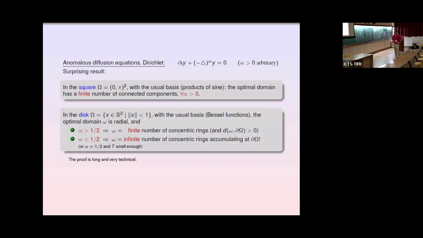then the optimal set is in that case an infinite number of concentric rings that accumulate at the boundary. So you see, it becomes much more complex. It has an infinite number of connected components. It is not semi-analytic anymore. And also interestingly, like for controllability, but I'm not able to explain why, if you take alpha equal exactly to half, then this can work only if capital T is small enough. But the proof of that is extremely technical, actually. It requires quite fine properties of Bessel functions.